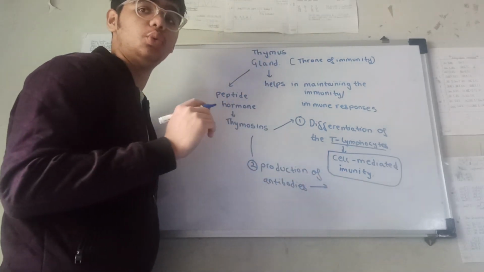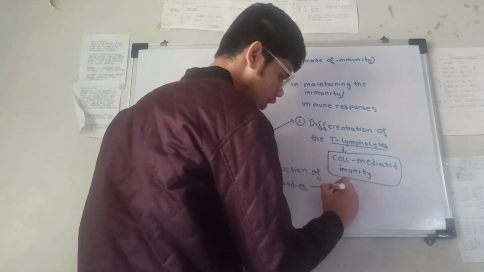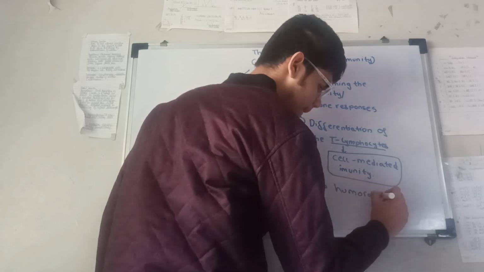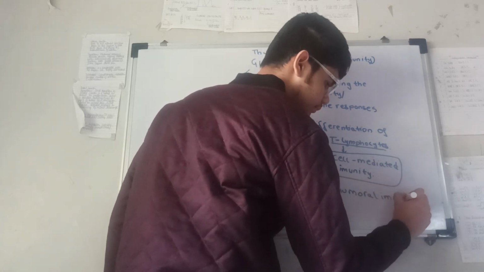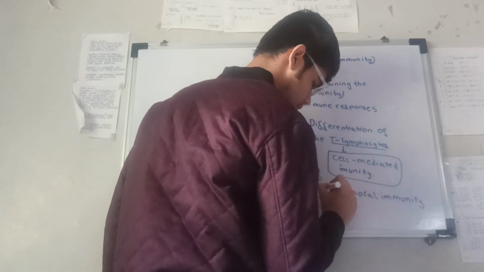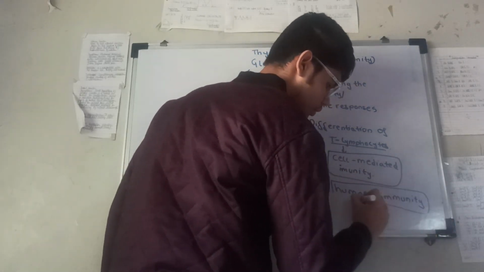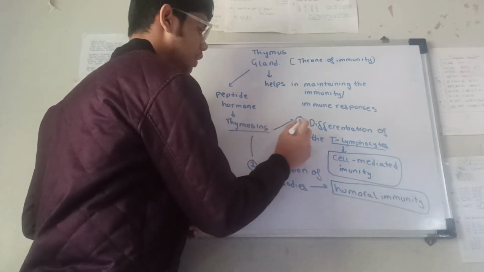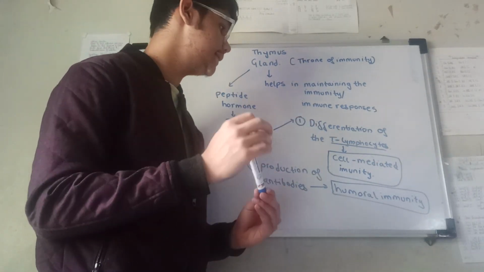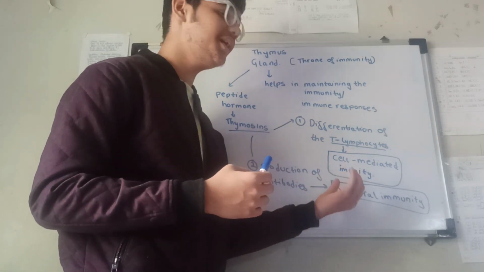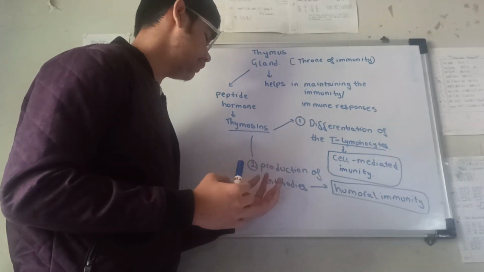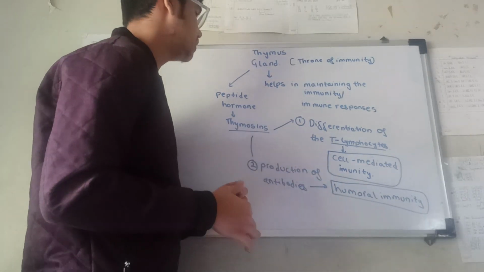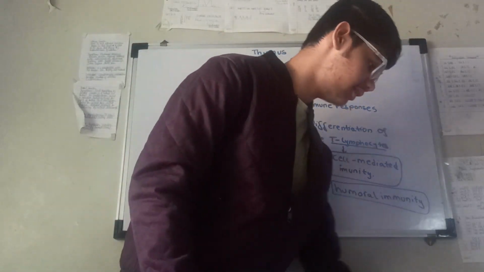For which type of immunity? For humoral immunity. So what are the functions of the thymosins? Differentiation of the T lymphocytes, which helps in cell mediated immunity, and production of antibodies, which helps in humoral immunity. So let us take an important question and discuss that.